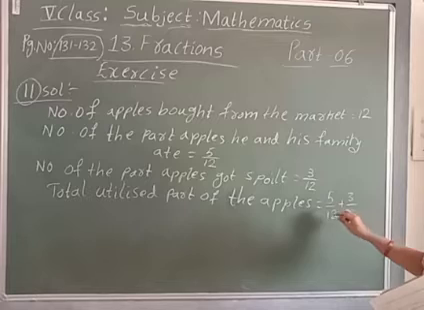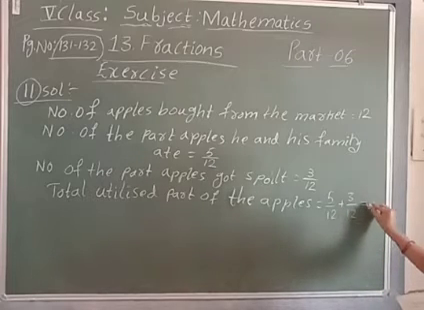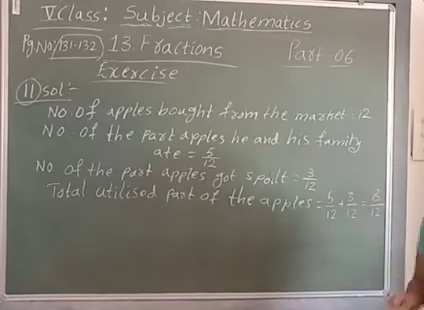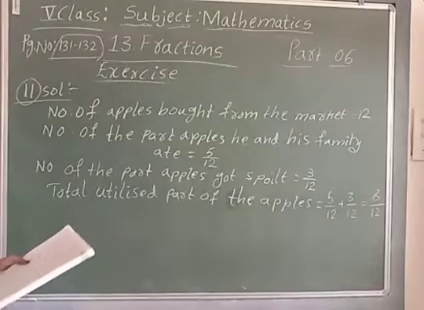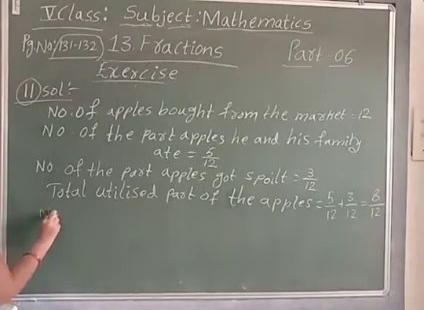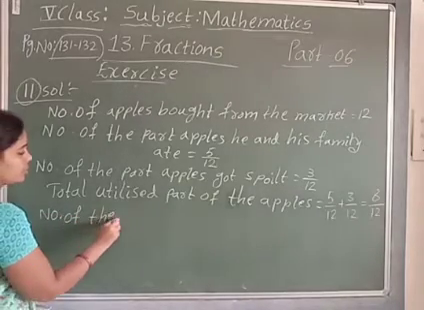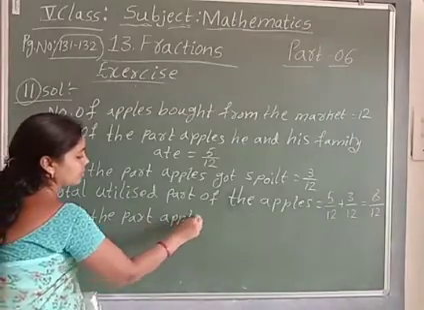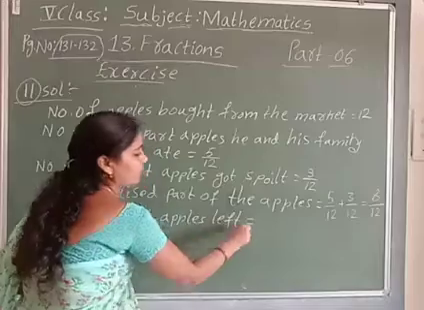As in the previous problem, I will explain now. The denominator is equal, so see here, the numerator will add. 5 plus 3, 8. 8/12 part only they are using. The part of apples left. So how much part of the apples is left?